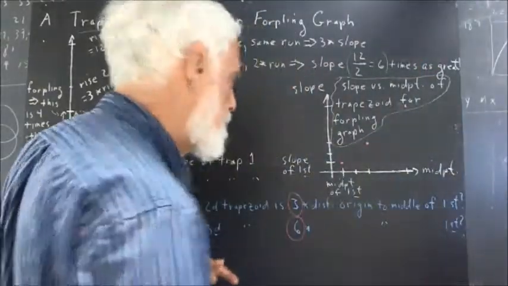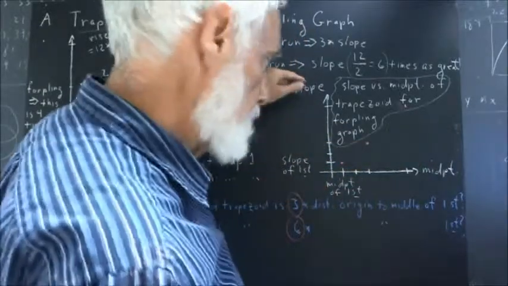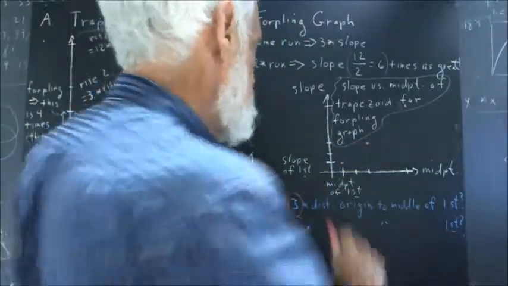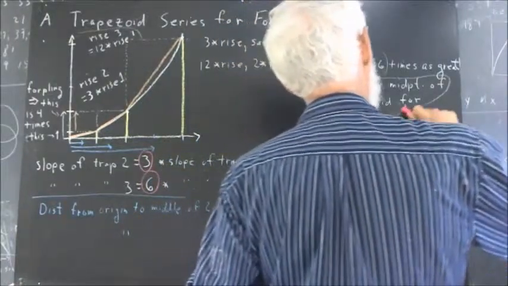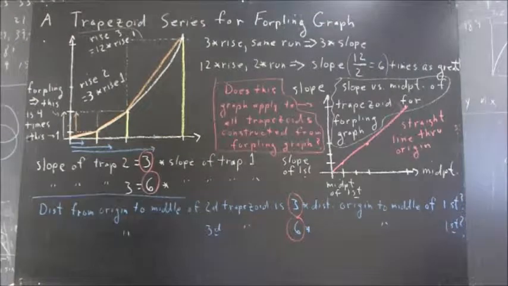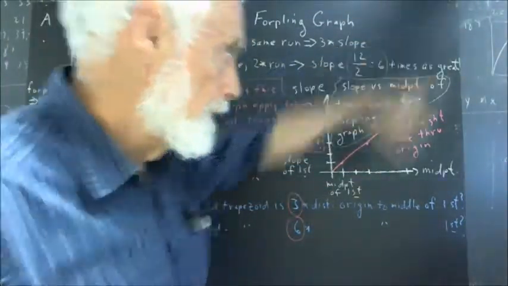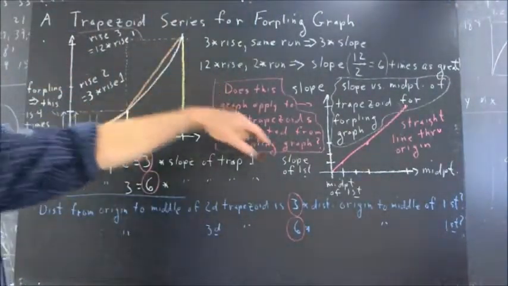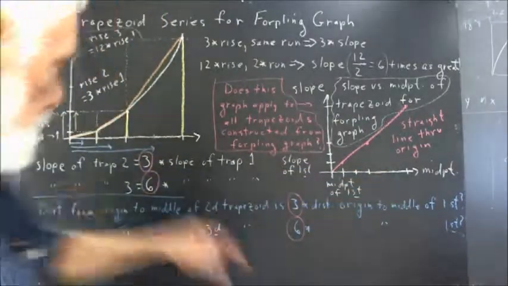Okay, well, since all these units are the same and all these units are the same, it's pretty clear that this graph is going to have to be a straight line through the origin. Now, does this straight line through the origin, which could be extended as far as we like, does this graph actually apply to other trapezoids that we could construct?